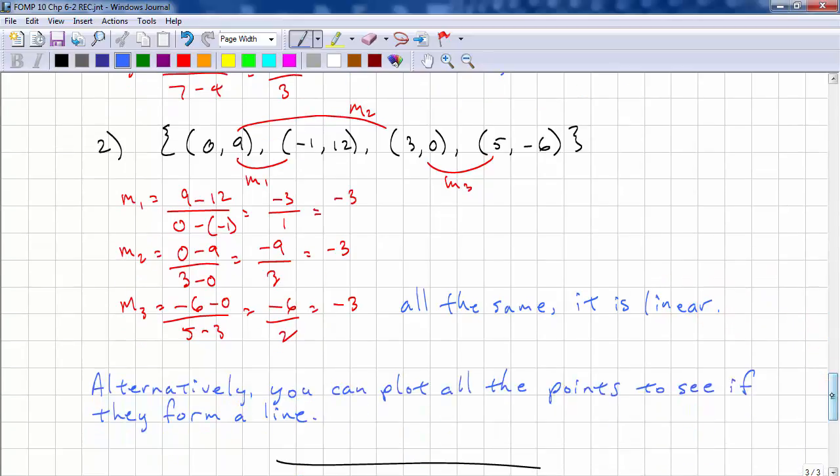And another way you can do this is you can plot all these points and see if they form a line. If they do, it's linear. If they don't form a line, then it's nonlinear. And that completes this lesson.